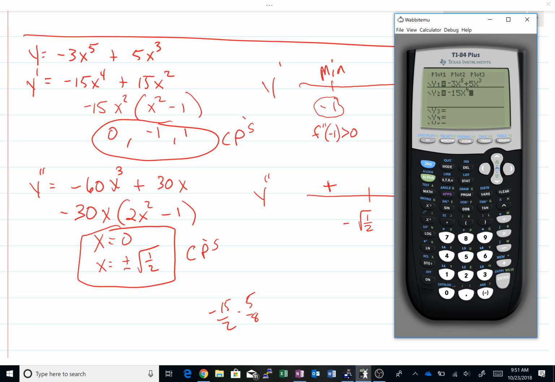I meant first derivative, second equation, y2. I'm just going right down the list. I'm letting y1 be the original, y2 be the first derivative, and y3 is going to be our second derivative. Plus 15x squared. And then let's go down here, negative 60x cubed plus 30x.